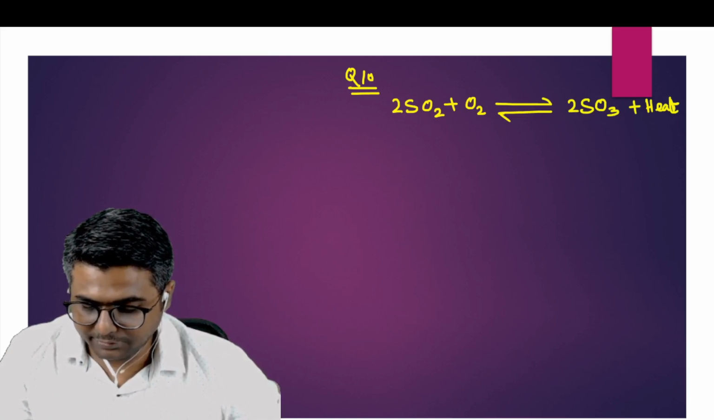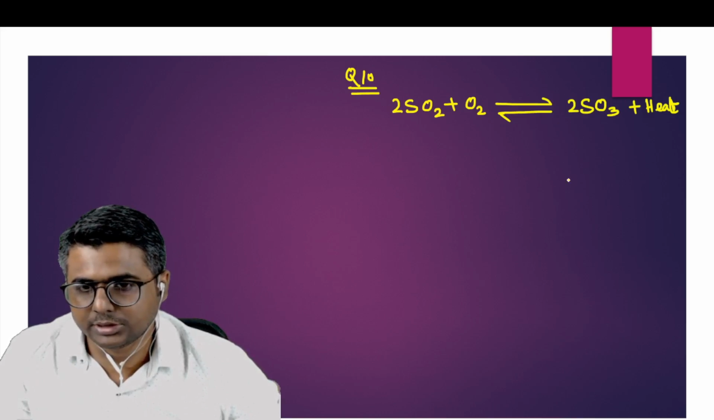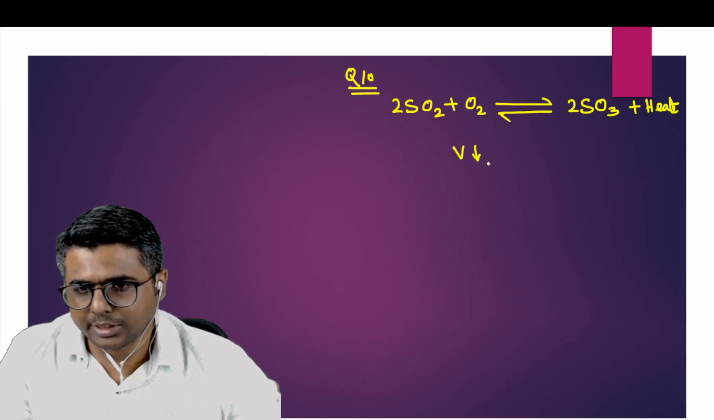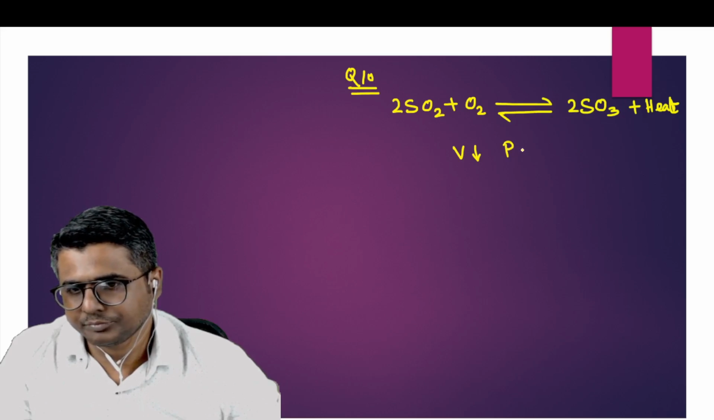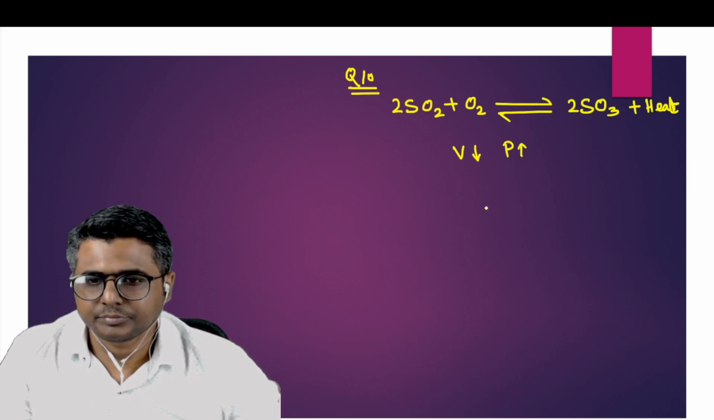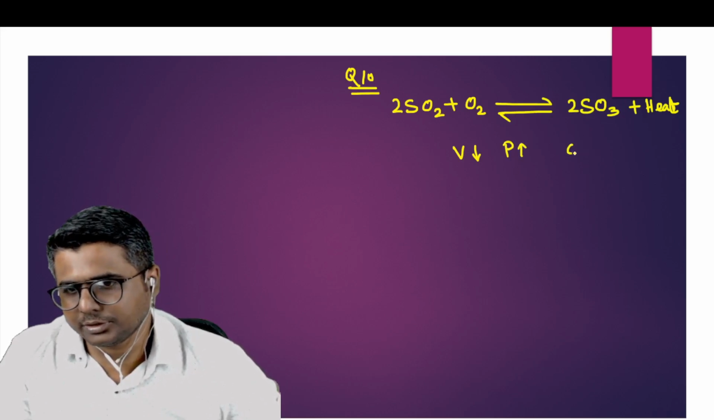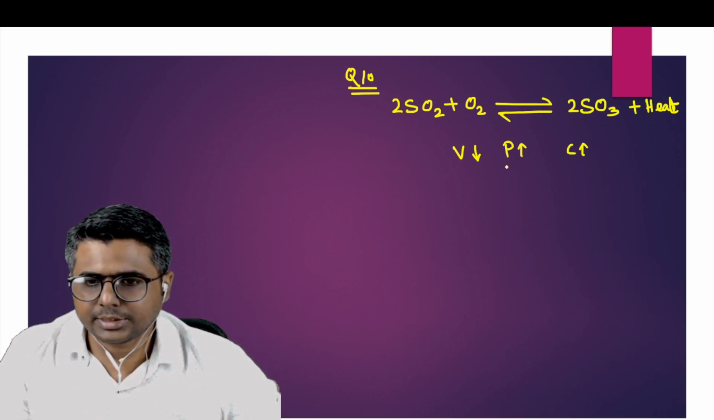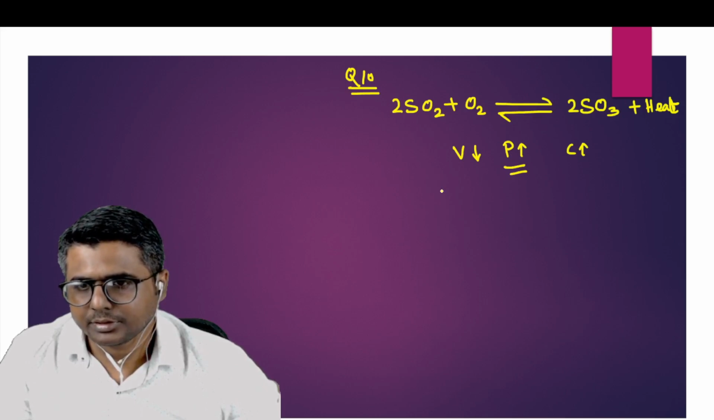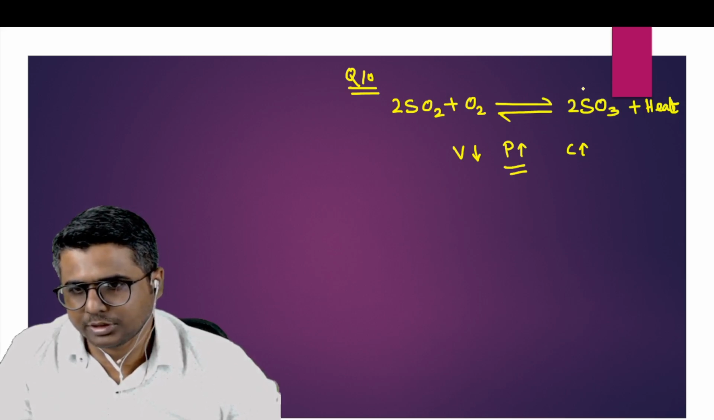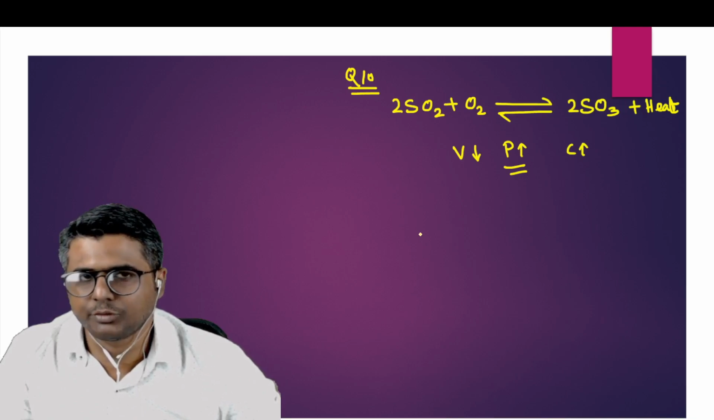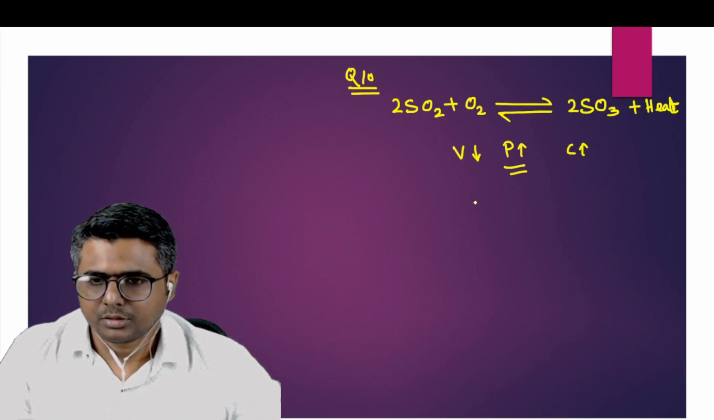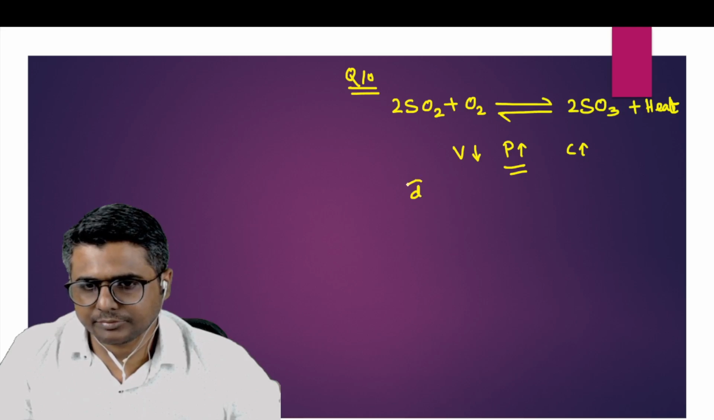One option is given as volume of the reaction flask is decreased. So if volume decreases, definitely pressure will increase. Not only pressure, the concentration is also going to increase. Both the cases will help in conversion towards SO3 because it happens with decrease in volume. So higher pressure will help. So option D is correct over here.